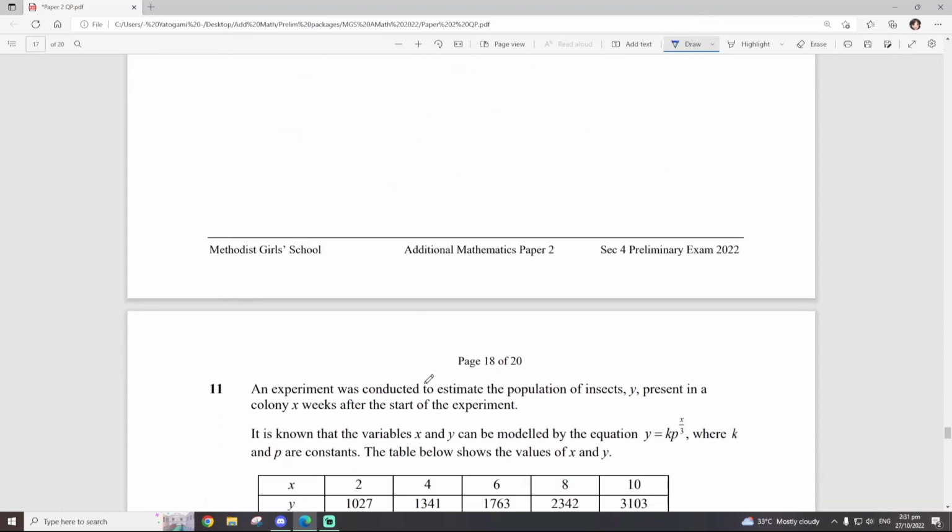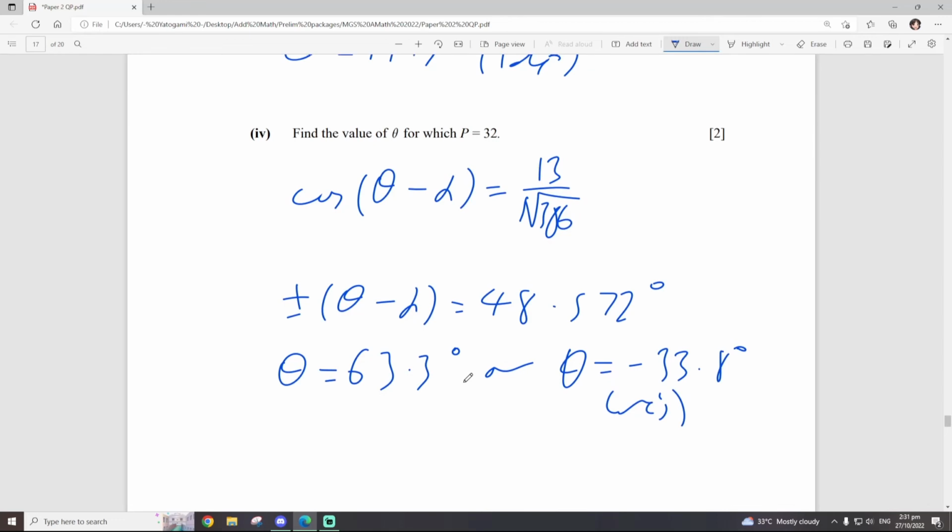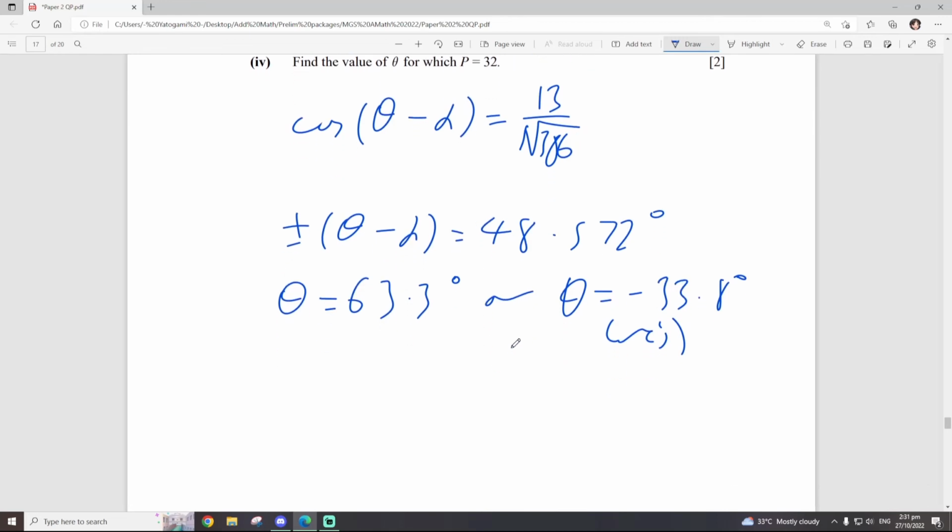Okay. Yep. Okay, give me one more break. The linear law should be the last question, and it looks like plotting, so that will take a while.